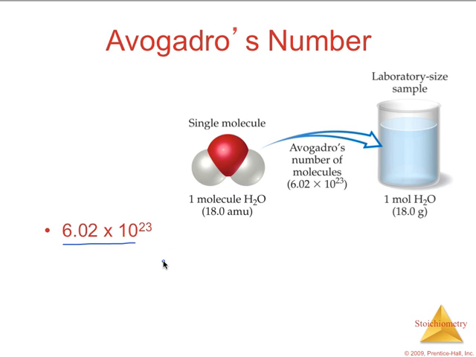That can mean atoms, it can be molecules, it can be formula units. Remember, a formula unit is used for an ionic compound, like say calcium chloride. In every formula unit there is one calcium ion and two chloride ions. That's a formula unit as compared to a molecule, which is H2O.